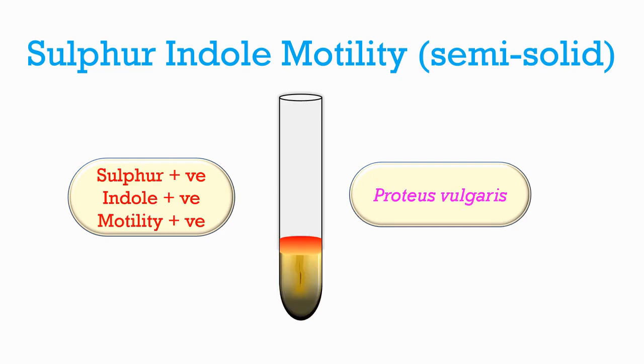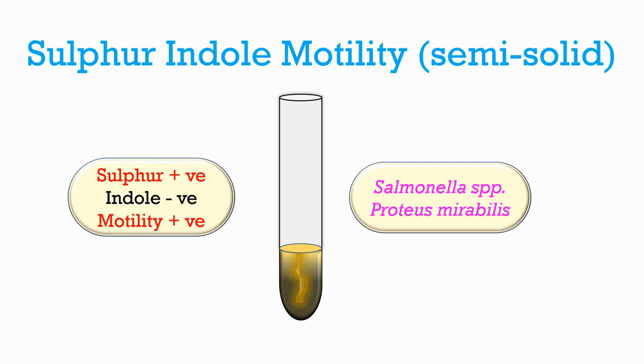Proteus vulgaris is positive for all three, that is sulfur, indole and motility. The motility may not be well appreciated because of the blackening of the media. Salmonella species and Proteus mirabilis do not produce indole but are positive for sulfur reduction and motility.